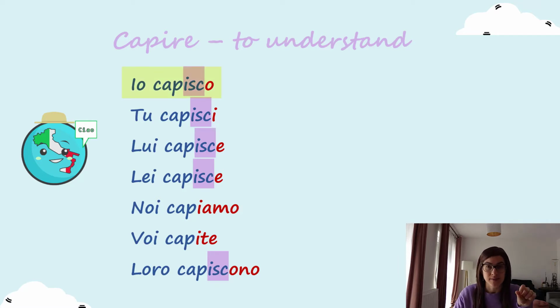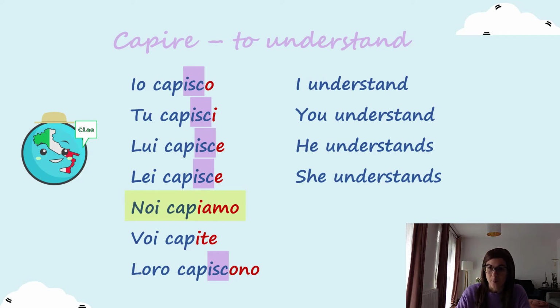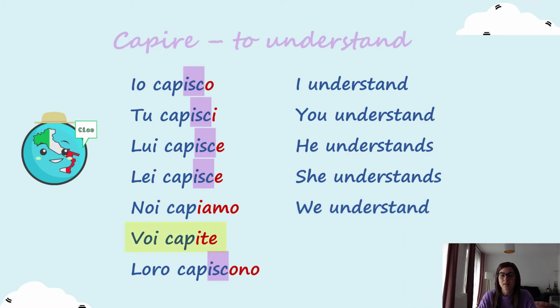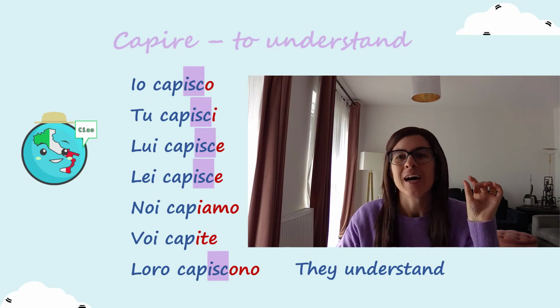So let's see here, io capisco, I understand. Tu capisci, you understand. Lui capisce, he understands. Lei capisce, she understands. Noi capiamo, we understand. Voi capite, you understand. E loro capiscono, they understand.